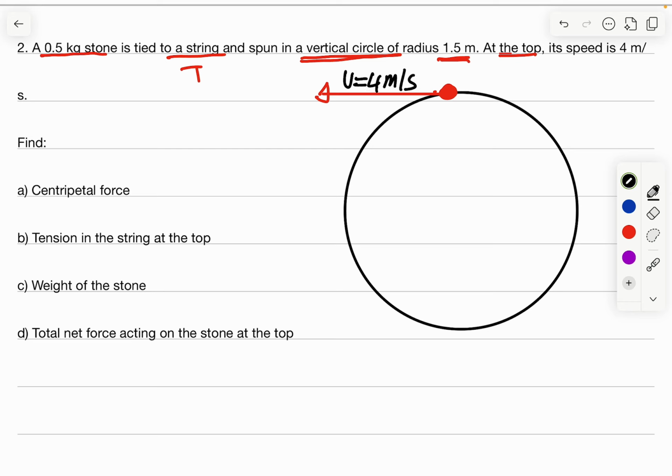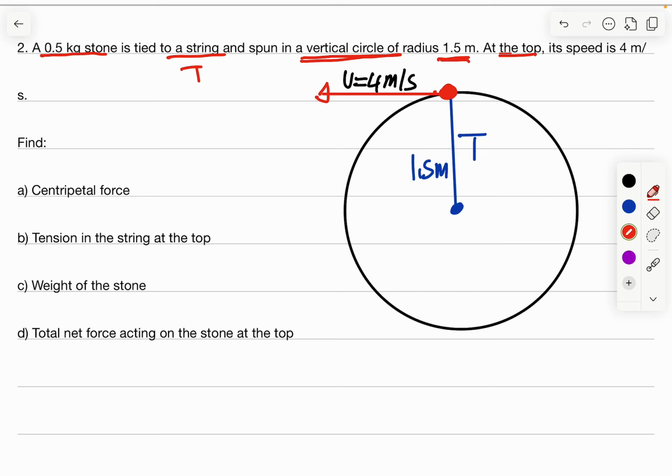And then they gave us its radius, from here to here. The stone is being held by a string, and the string has a length. The string is spun in a vertical circle of a radius of 1.5 meters. Remember, the SI unit meters means they are talking about length. In newtons, they will be talking about a force.